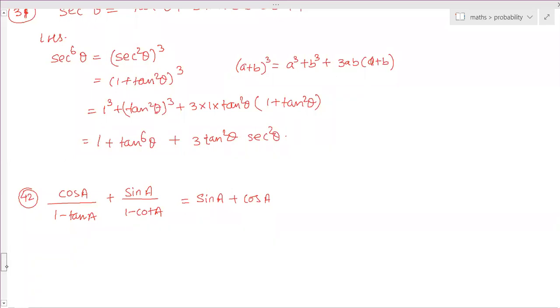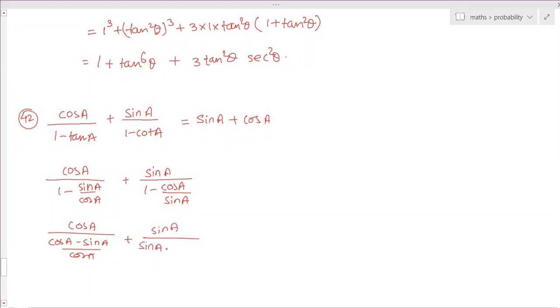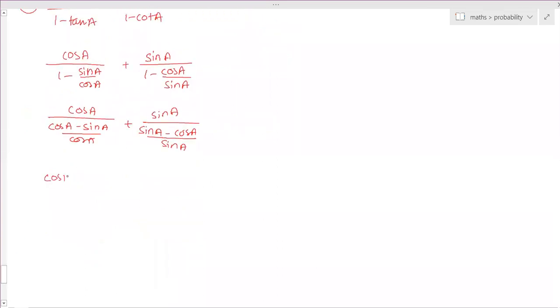Convert the denominator into sine and cos. Cos A by 1 minus sine A by cos A, plus sine A by 1 minus cos A by sine A. Simplify the denominator: cos A minus sine A by cos A, plus sine A by sine A minus cos A by sine A. Denominator fraction goes to the numerator as a reciprocal: cos A into cos A by cos A minus sine A, plus sine A into sine A by sine A minus cos A. What simplification can we do now further?